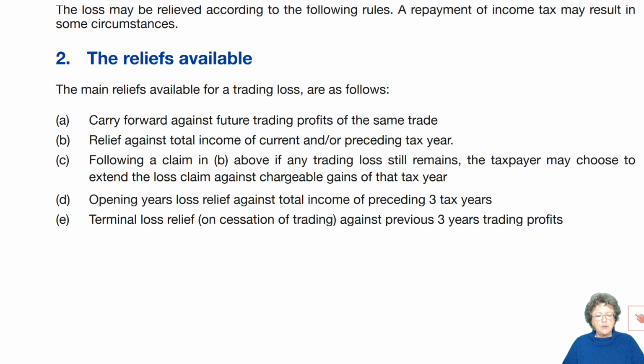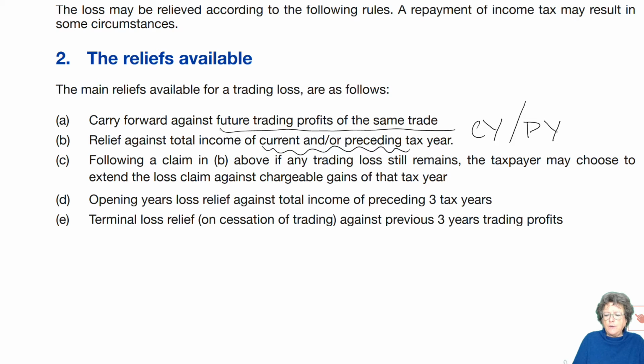for individuals. Number 1, carry forward against future profits from the same trade. Okay, it must be the same trade. Relief against total income in the current and or previous year. So that you'll see me do that. You have a choice between one or the other. I'm going to explain that more in detail.